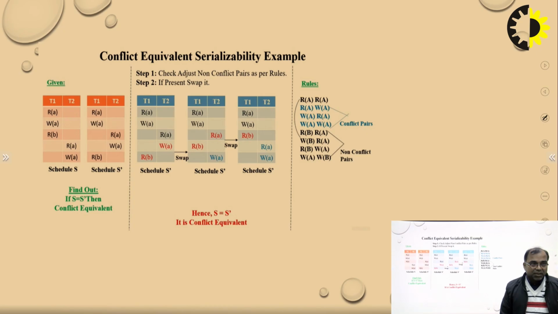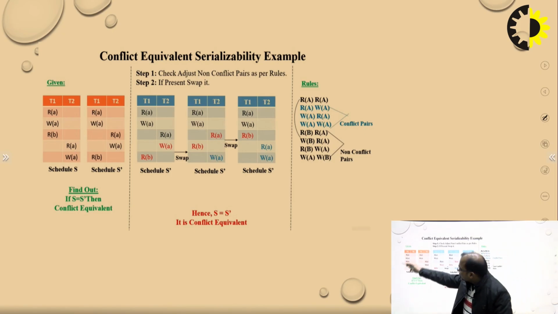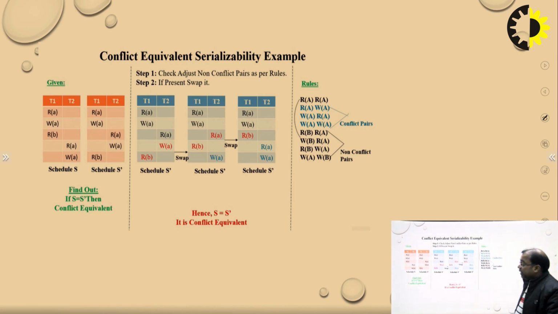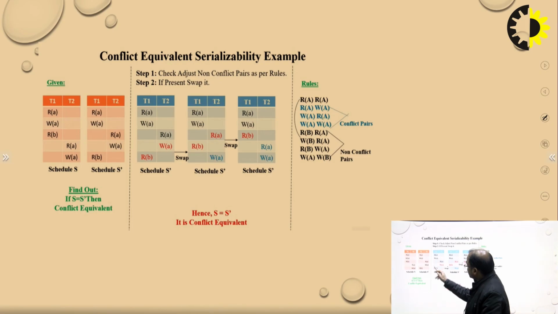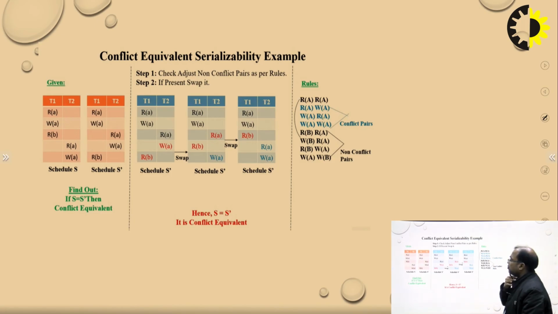Next, now how to find the conflict equivalent serializability with an example. Suppose we are given some schedule. There are 2 schedules given, schedule S and schedule S dash. Now find out if S equals S dash, then what is the conflict equivalent of this? If S and S dash are equal, first we transform this S dash to an equivalent of this schedule. How do we transform this? Step 1, check the adjacent non-conflict pairs as per the rules. So we have to find the conflict pairs over there.